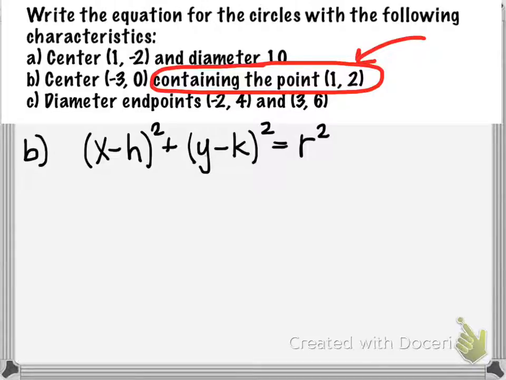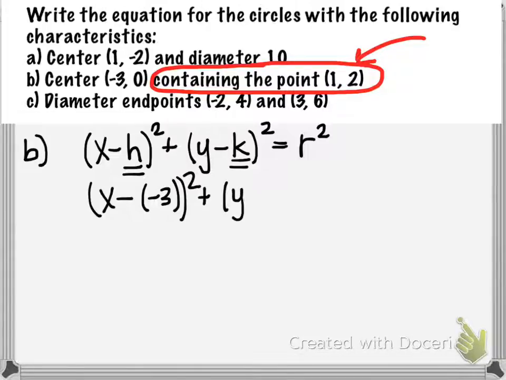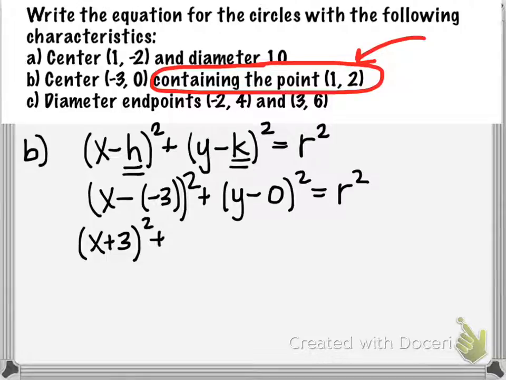And since we do know the center, we can go ahead and substitute those values in place of h and k. So x minus the x value of the center, which is -3, so (x - (-3))², plus (y - 0)², is equal to the radius squared. So right now we have (x + 3)² + y² equal to the radius squared. But we still need to figure out the radius. So that's what's left here that is unknown.